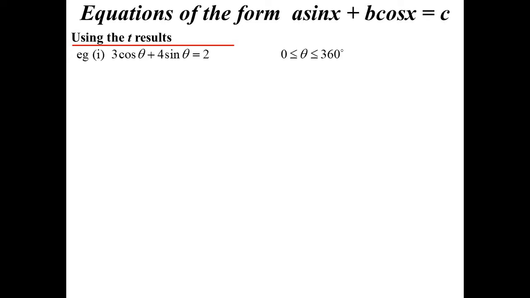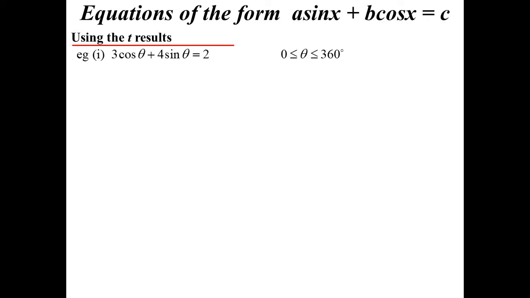The other way of doing this type of equation is to use our t results. Now the advantage of this method is it turns a trig equation into a quadratic equation. And quadratics we know how to solve quite easily. Same equation as in the last example. 3 cos theta plus 4 sine theta is equal to 2.